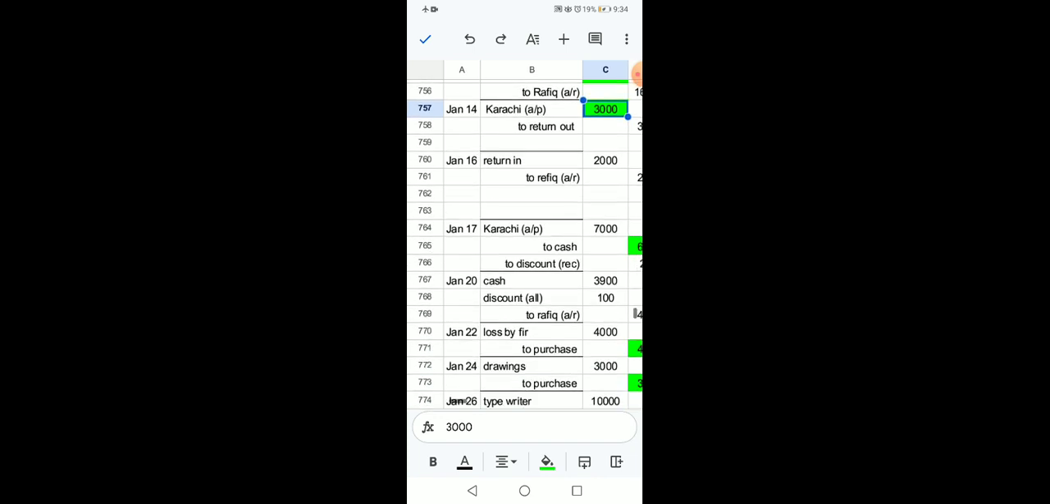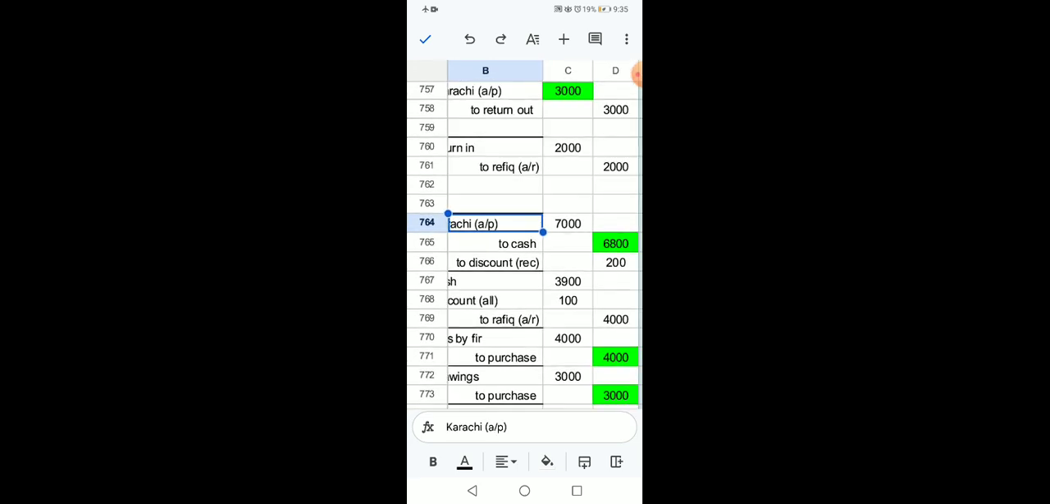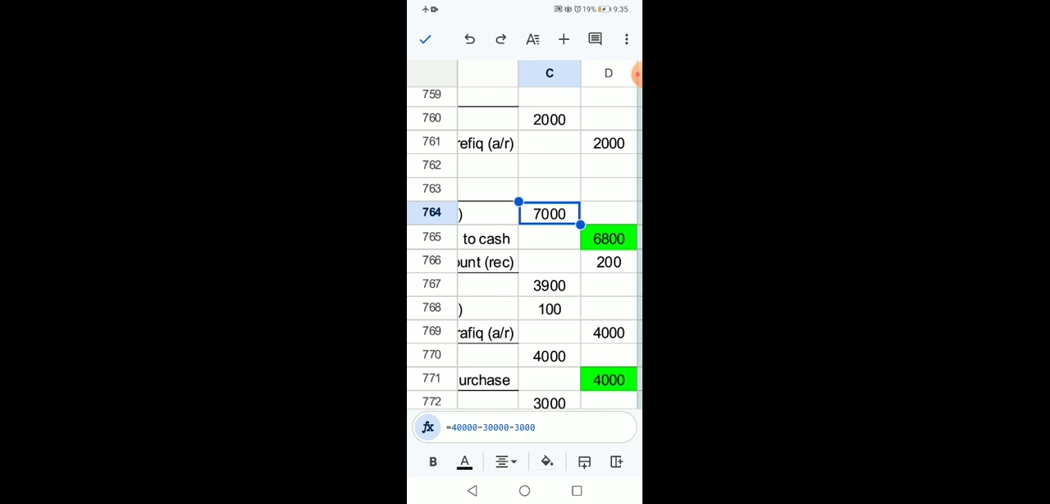Now see if Karachi is present elsewhere. Yes, in January 17 Karachi is present with 7,000, but there are two references. What is written on the opposite side? Cash and discount, two references. So you will have to put two amounts, 6,800 and 200, so that we can post 7,000 collectively. Now here you can ask a question: 6,800 is already posted, but that amount was associated with cash. Here we are making the ledger of Karachi. Karachi is debited by 7,000. So we need to put 7,000, but this 7,000 is divided into two parts, 6,800 and 200.